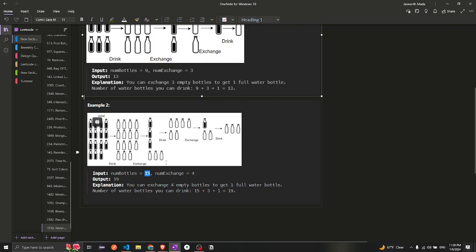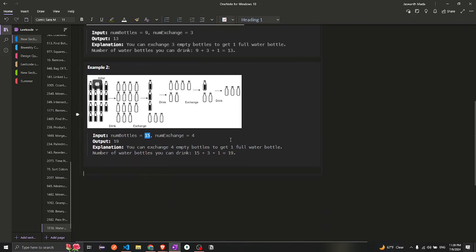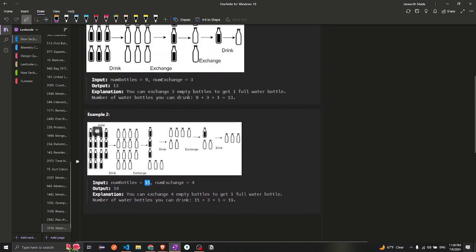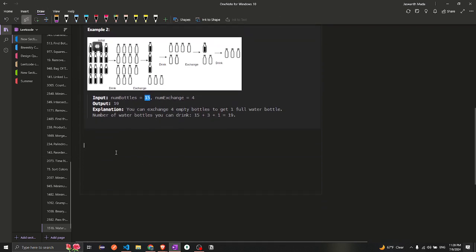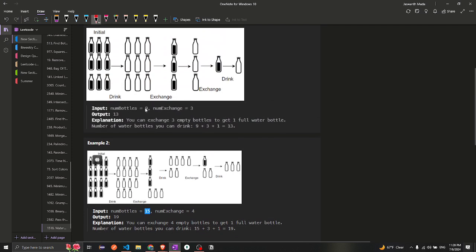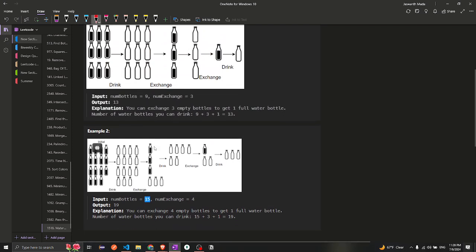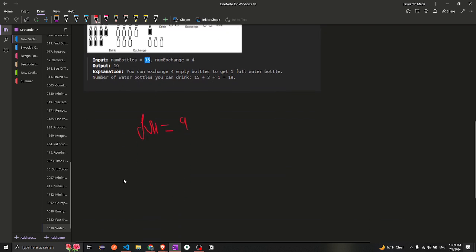So the question is very straightforward, right? So let's try to solve this in the most brute force way. I think this should make sense. So basically what I'm going to do is, initially I'll take the number of full water bottles equal to the given number of bottles, which is 9, and the number of empty equal to 0.